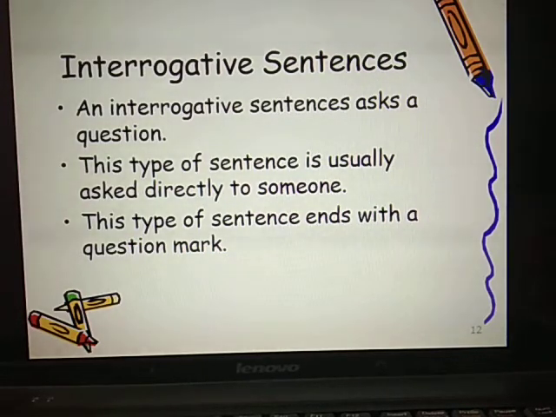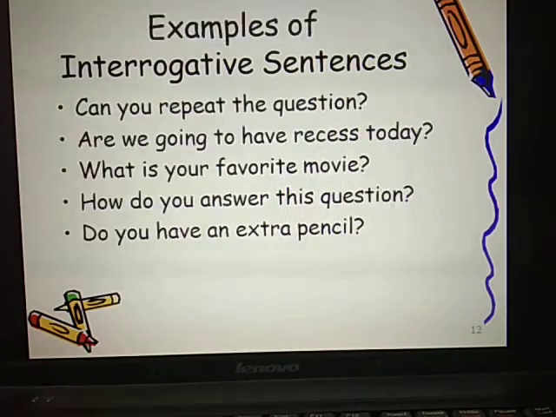This type of sentence is usually asked directly to someone. This type of sentence ends with a question mark. Examples. Can you repeat the question? I'm asking something. I'm asking somebody. I'm requesting somebody. So it's a question mark.